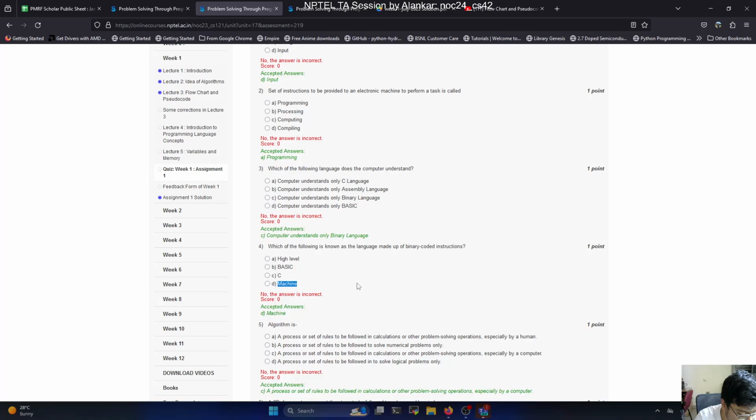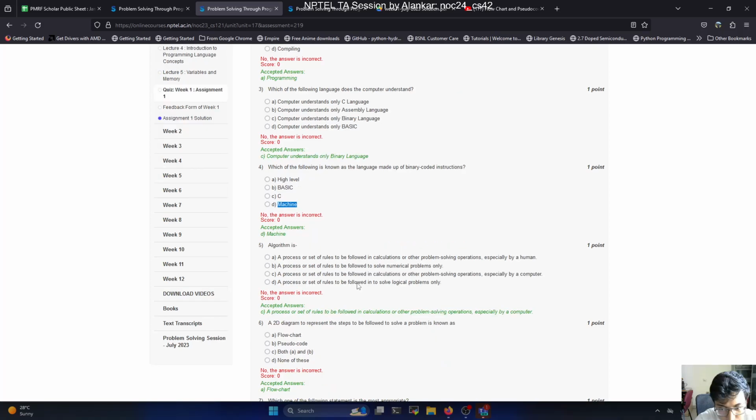So the right option is D. And algorithm, I think there was a lecture in week 1 covering algorithms. It's basically the set of instructions, or the rules, that a computer needs to follow for solving some problems. It can be taking input from the user or doing some calculations or something else as well. So the right option here is C.